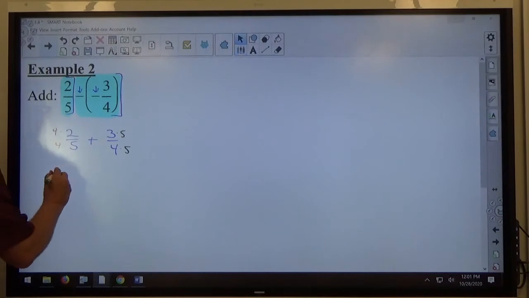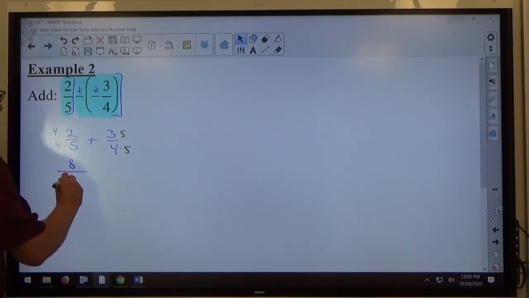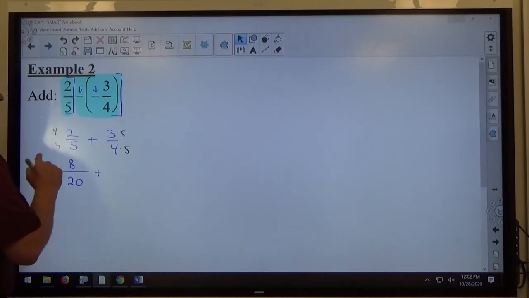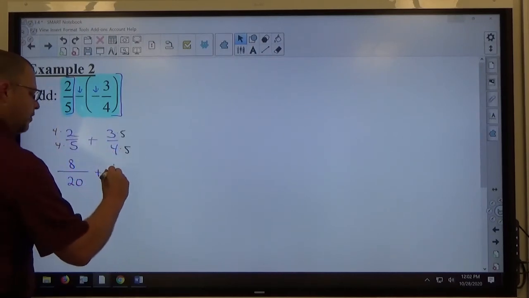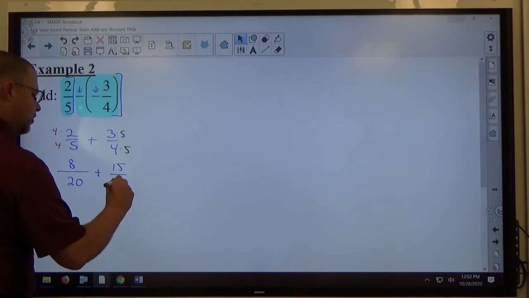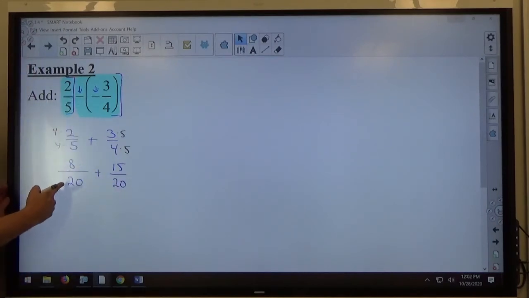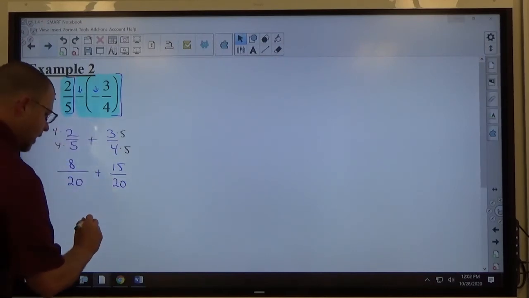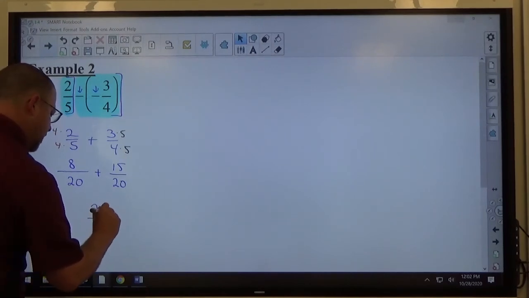So the first fraction, the top 4 times 2 is 8, the bottom 4 times 5 is 20. The second fraction, top 3 times 5 is 15, the bottom 4 times 5 is 20. 8/20ths is equivalent to 2/5, 15/20ths is equivalent to 3/4. I simply made them have the same denominator, so now addition is legal. Again, I've decided to add because the signs are the same.